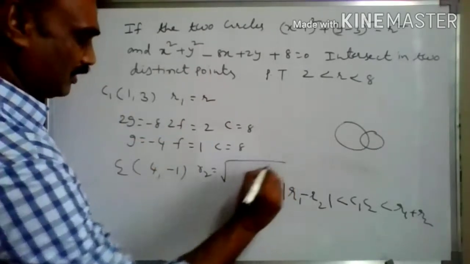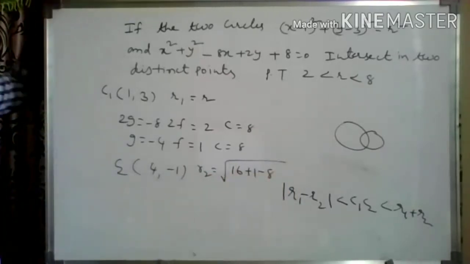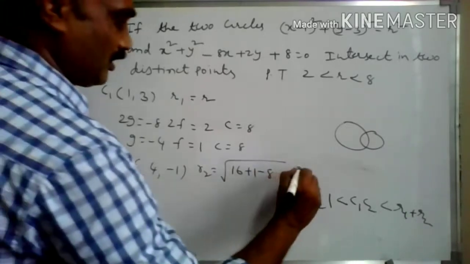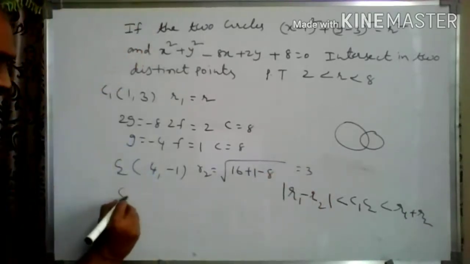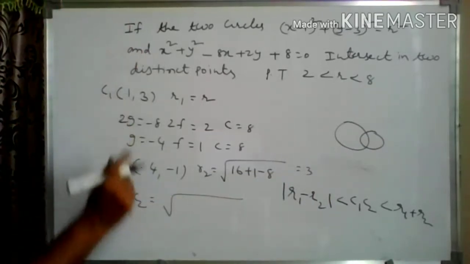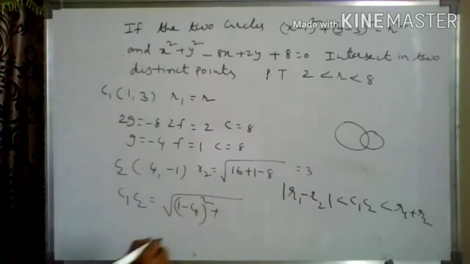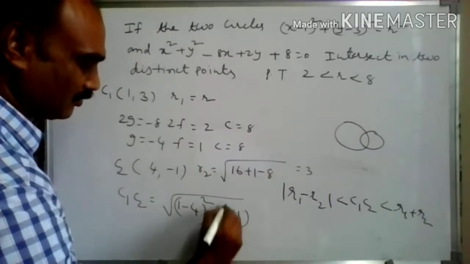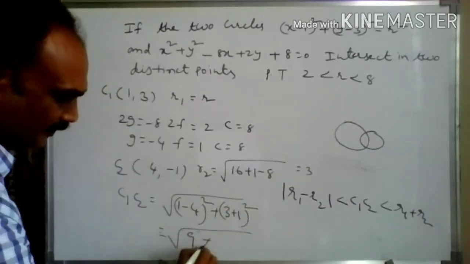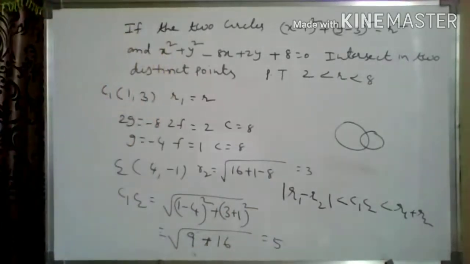Next, r2 is equal to root of g square, 16, plus f square, minus c. 16 plus 1, 17. Root of 17 minus 8, 9. So root 9 is equal to 3. Next, calculate c1 c2. The distance formula between two points: (x1 minus x2) whole square, (1 minus 4) whole square plus (3 minus minus 1) whole square. 1 minus 4 whole square is 9 plus 16, root 25, 5. c1 c2 is equal to 5.